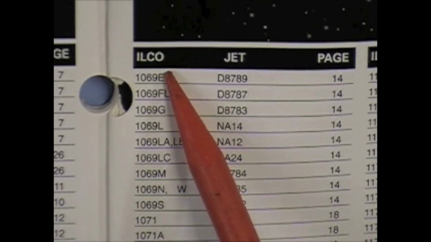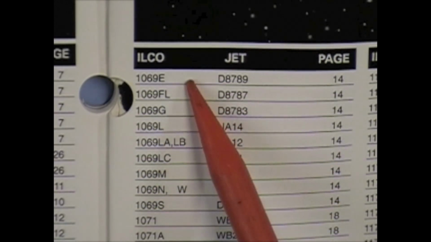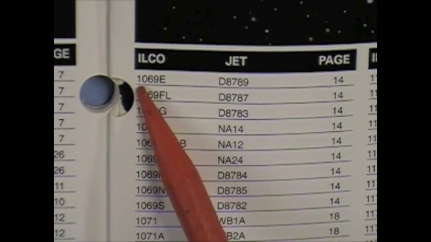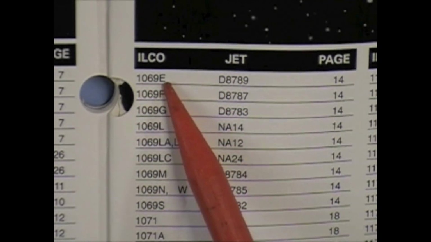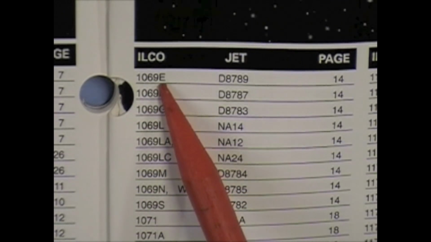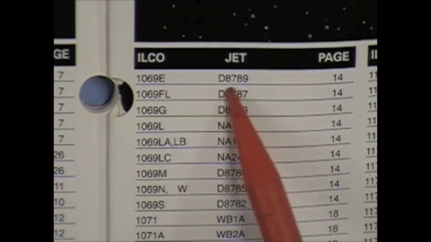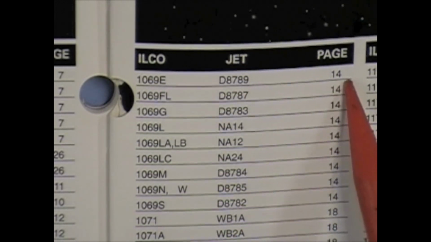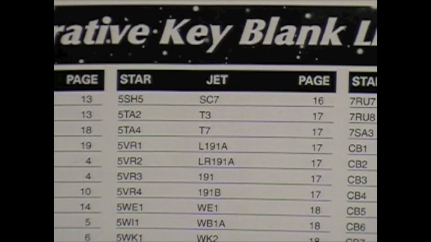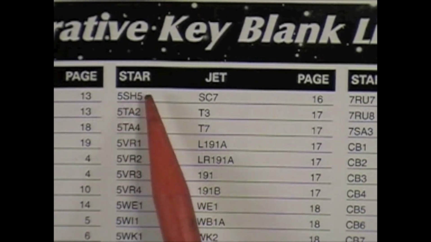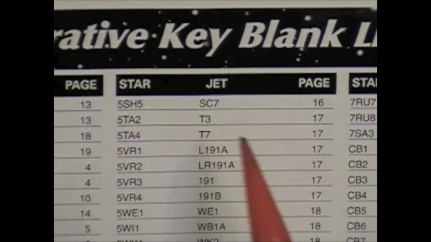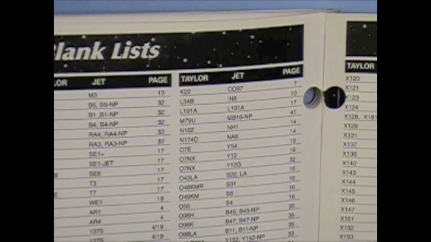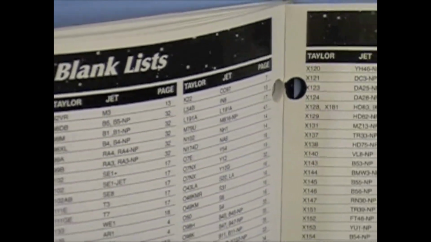Here's the reference for ILCO, and we talked about how ILCO is different than most of the other manufacturers, in that they normally contain 4 numbers and then 1 or 2 letters. For example, the ILCO 1069E is the same as the JET D8789, and again it's on page 14. It also contains a conversion for the STAR key blank company and for the Taylor key blank company. So you probably could use either one of the 3 references.